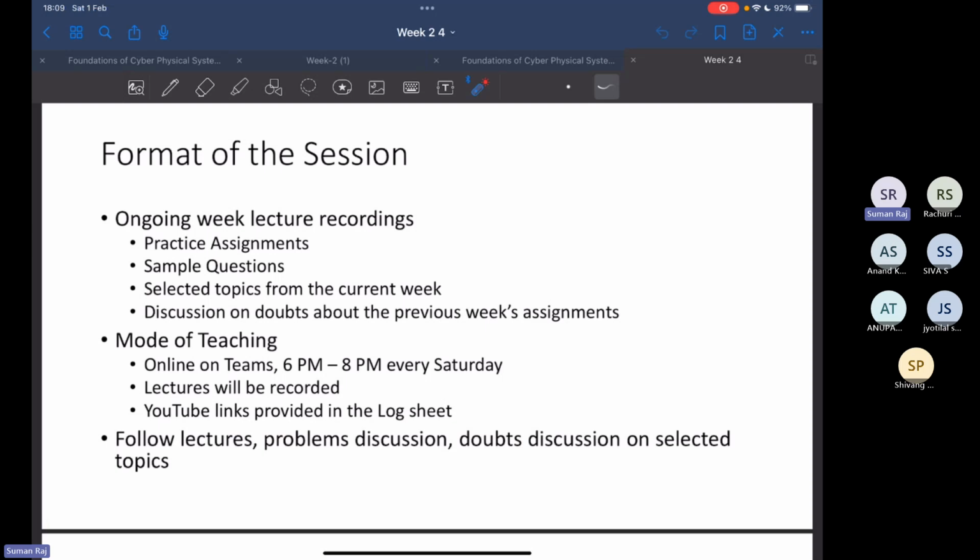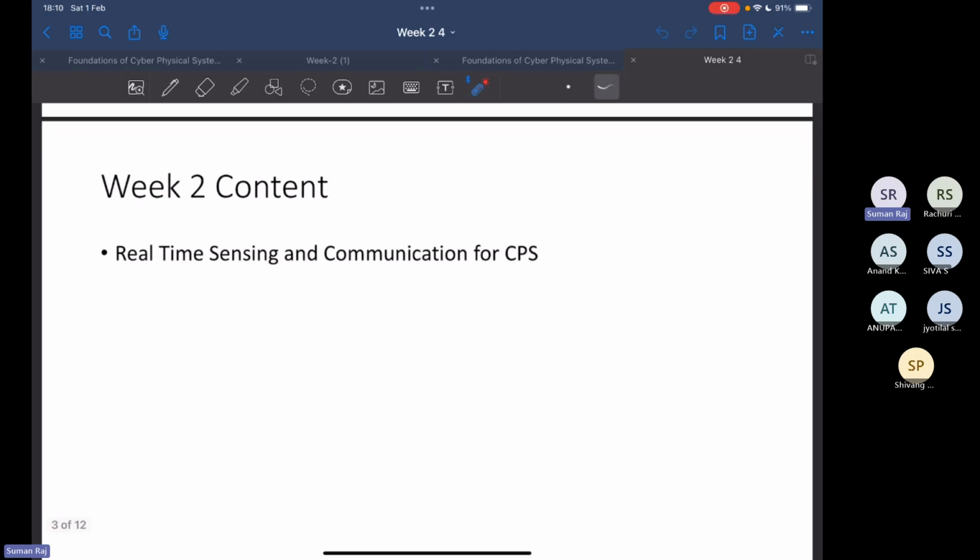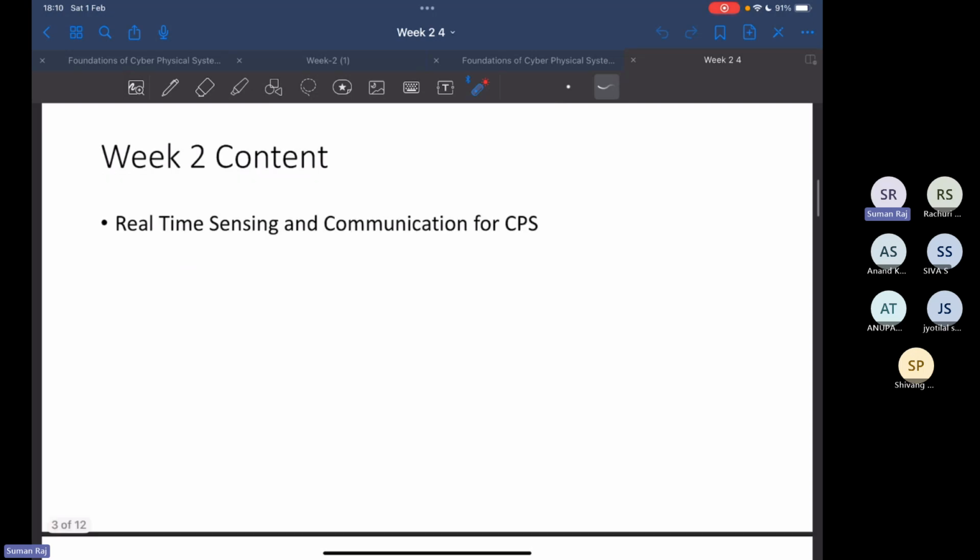So this is majorly the format of our sessions. Does anybody have any doubt in this part? Okay, since there are no doubts, let's move ahead. Every week we discuss the summary of the current week's content, and then we will be solving the questions. This week's content was real time sensing and communication for CPS, and the last time was motivation for CPS.